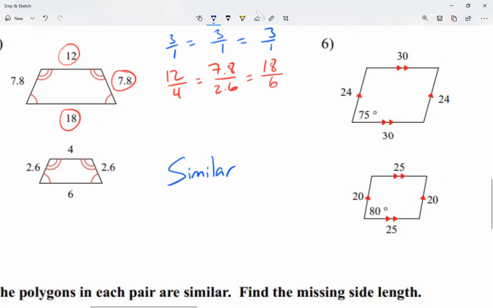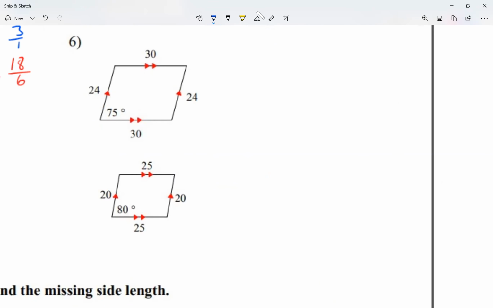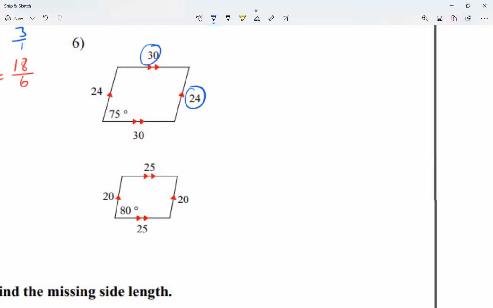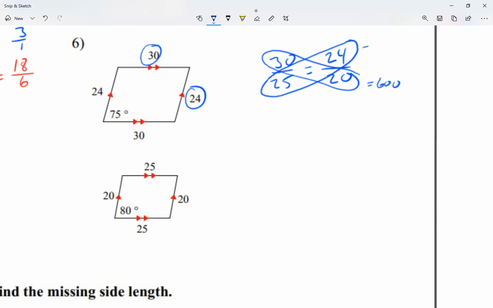Okay, let's take a look at number 6. Let me take a look at my figures, the sides. The sides are 30 and 24, and then they repeat again. 30 goes with 25, and 24 goes with 20. Let me see if these sides are proportional. 30 times 20 is 600. 24 times 25 is 600. The sides are proportional. That's a good thing.